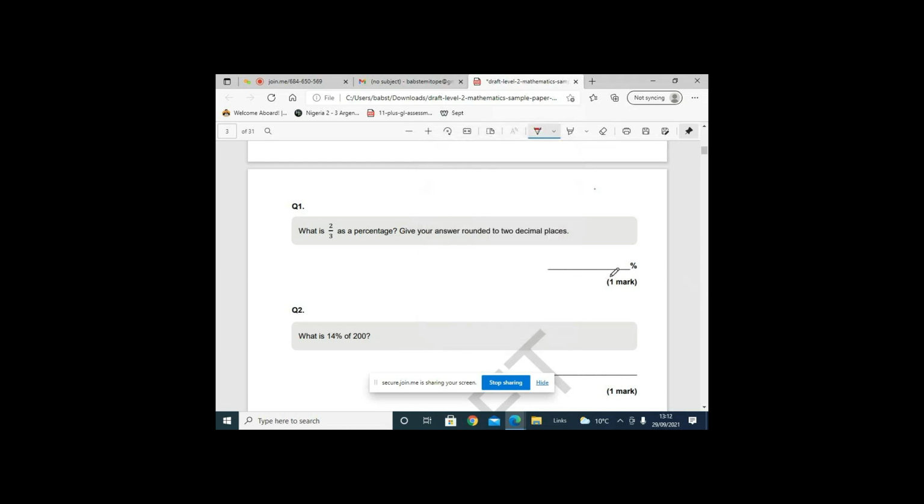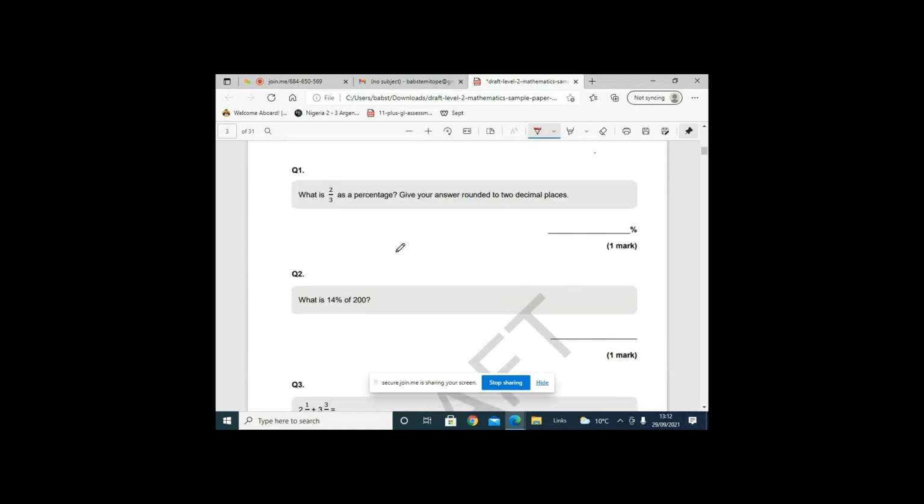This one is a one mark question. What is 2/3 as a percentage? Give your answer to two decimal places. I taught you this before, if you could remember. If you were not in the class, you will check the video. What you need to do is just divide 2 by 3.